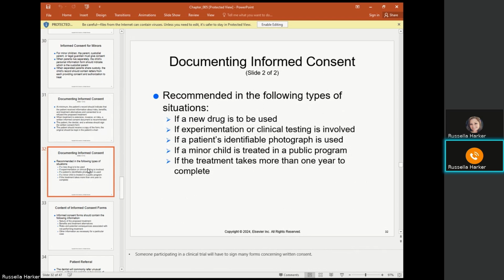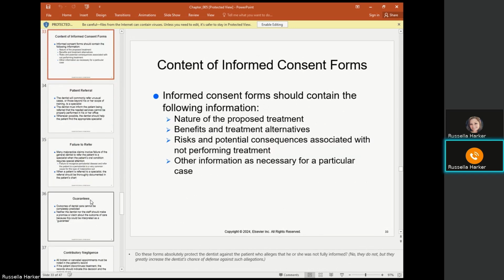And we want to document informed consent if the treatment takes more than 1 year to complete. So if it's going to be a long treatment plan, you definitely want to get informed consent. On your informed consent forms, they should have the nature of the proposed treatment, benefits and treatment alternatives, risks and potential consequences associated with not performing the treatment, and anything else that's necessary for that particular case.